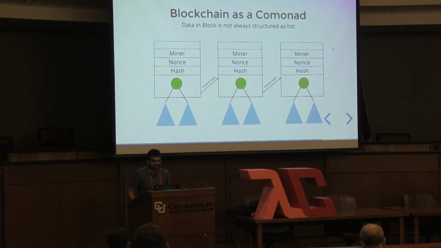But the data in a block, we've always modeled as just a list of transactions, but that's actually not how it's always structured. In fact, the Bitcoin blockchain uses a tree of transactions. So it looks something more like this. And a tree is just a comonad. And so just as we did the chain of trees, we can play the same game here, where we have a Cofree Comonad transformer with a base functor, that chain functor, and a base comonad, the tree of transactions instead of a list of transactions.